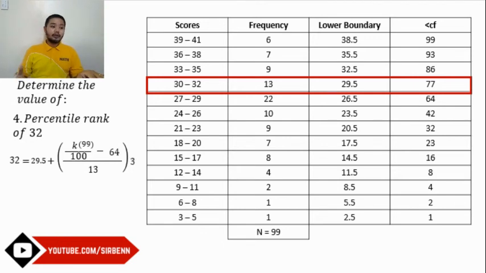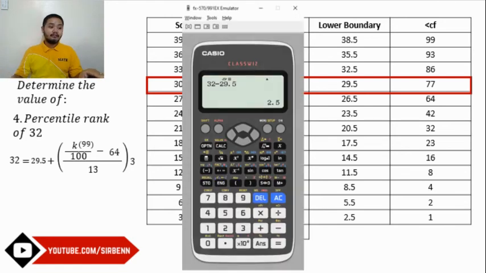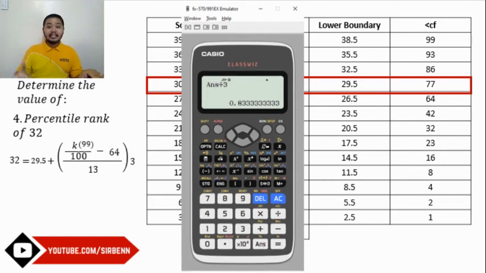So, let us solve for K. So, ganito. Ang tandaan nyo dito, yung mismong process. So, first, let us subtract 32 minus the lower boundary. So, yung given score minus the lower boundary. So, that is 32 minus 29.5. Ayun siya, that is 2.5. Next, ang gagawin natin dito is yung difference, i-divide natin yan sa class interval. So, yung after subtracting, we divide by the class interval. So, we divide by 3.